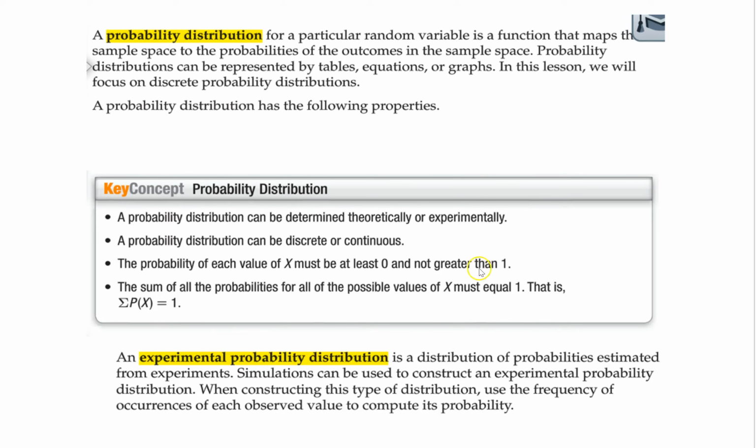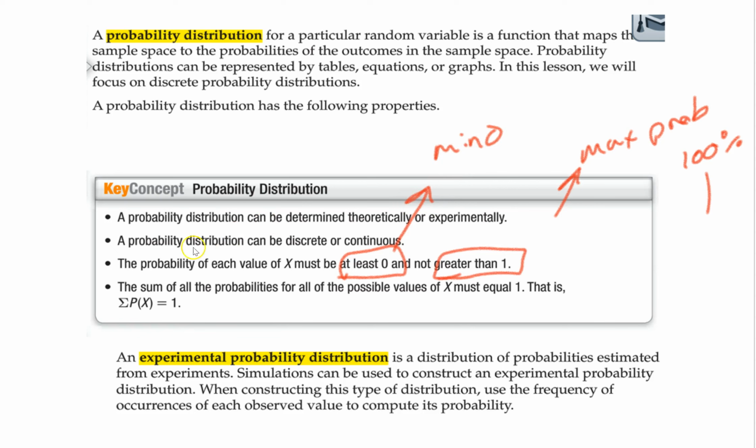Probability in general we talked about before. The max you could do is a 1, right? The max probability is 100%, or 1. And the least probability is 0. Another big idea here is this. The sum of all your probabilities should equal 1.